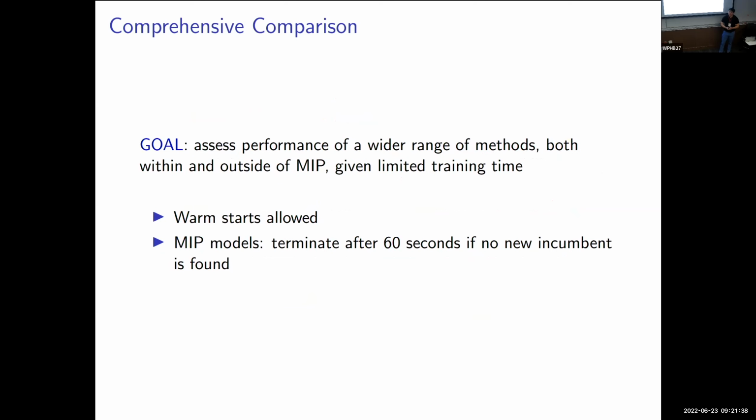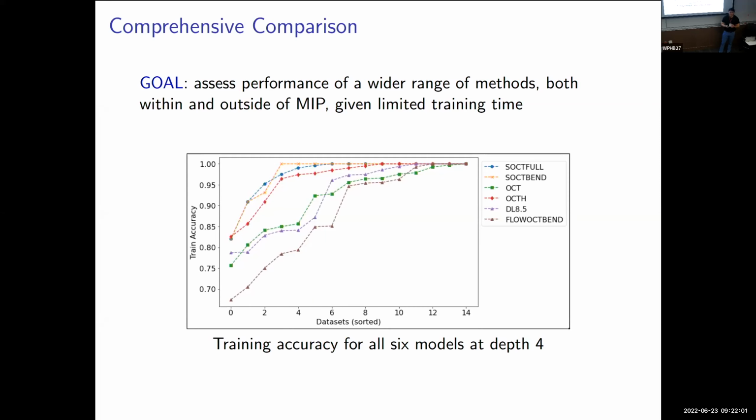In these experiments, we do allow warm starts. We also do an early stopping condition for our models, as well as FlowOCT, which is we just terminate after 60 seconds if no new incumbent is found. It's a practical thing to do. Again, this is really just to see which model performs the best overall as a machine learning model. So the trees that we get are not necessarily optimal anymore, but they still return fairly good trees, and we're just interested in seeing who overall does the best.